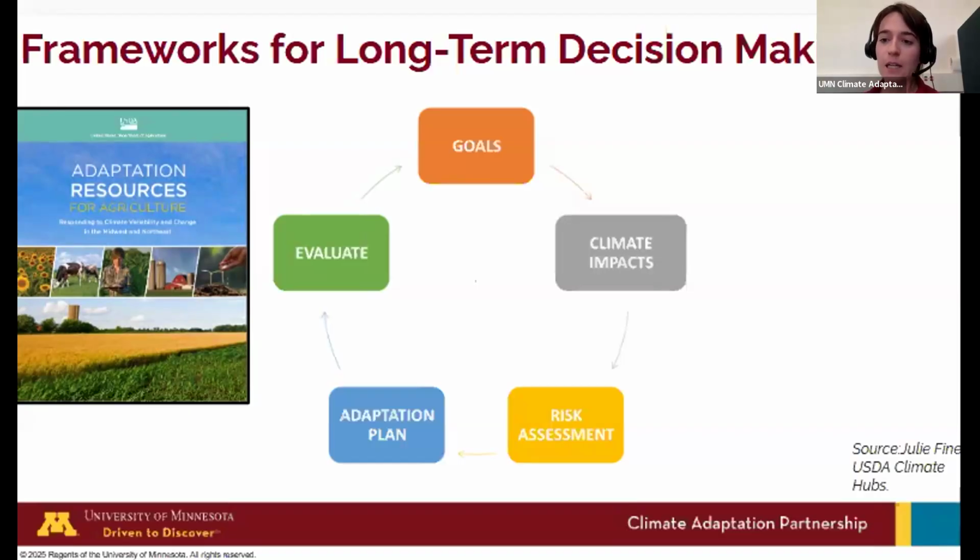And then, of course, it's an iterative process where we're going back and evaluating if these plans are working based on what we experience as conditions become more extreme.